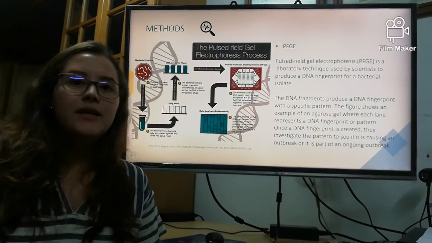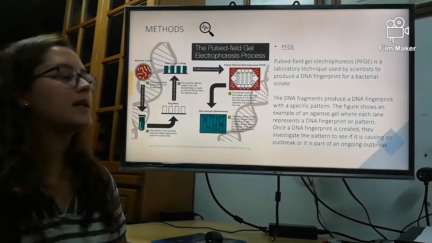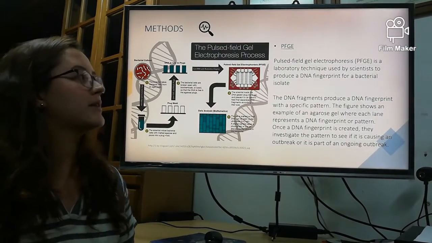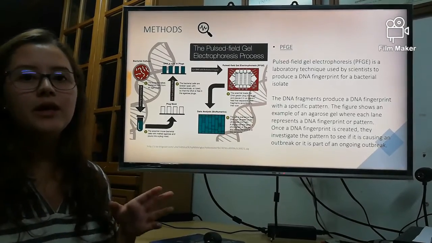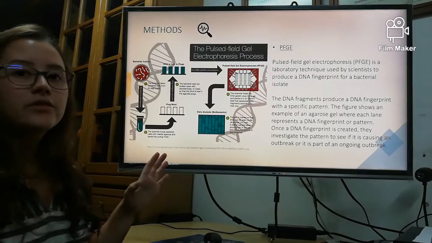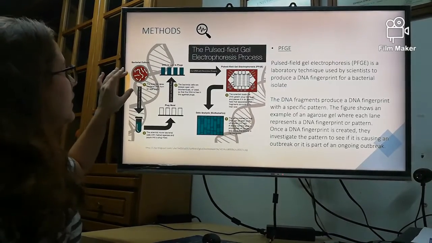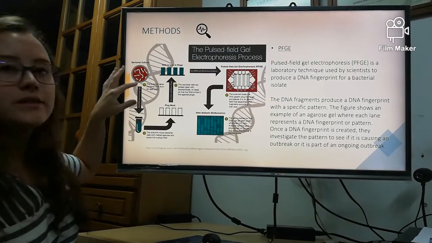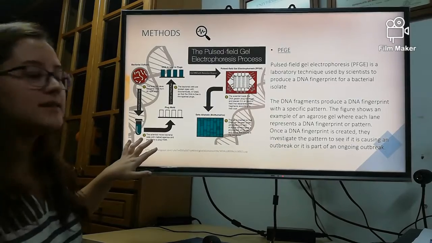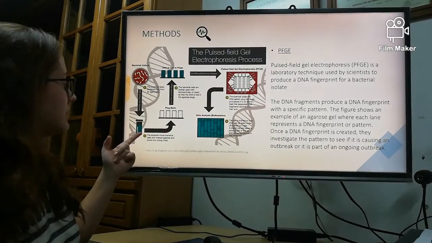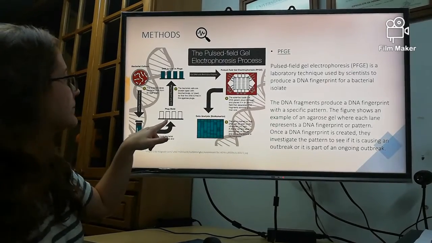The second method is the PFGE. The pulsed-field gel electrophoresis is a laboratory technique used by scientists to produce a DNA fingerprint for a bacterial isolate. The process consists of 5 steps. The first one is the bacterial culture, where the scientists take bacterial cells from an agar plate. Then the scientists mix the bacterial cells with melted agarose and pour it into a plug mold.